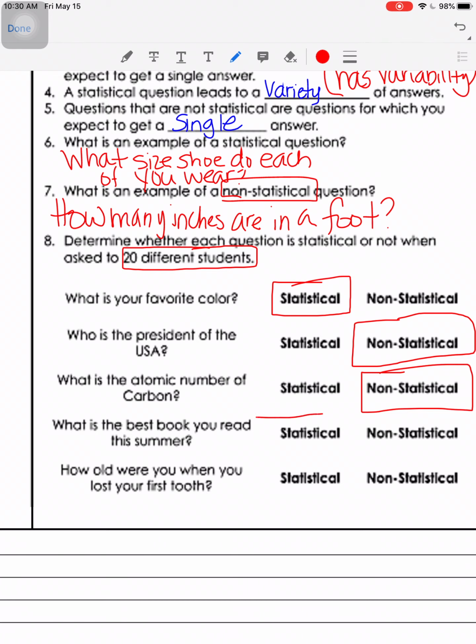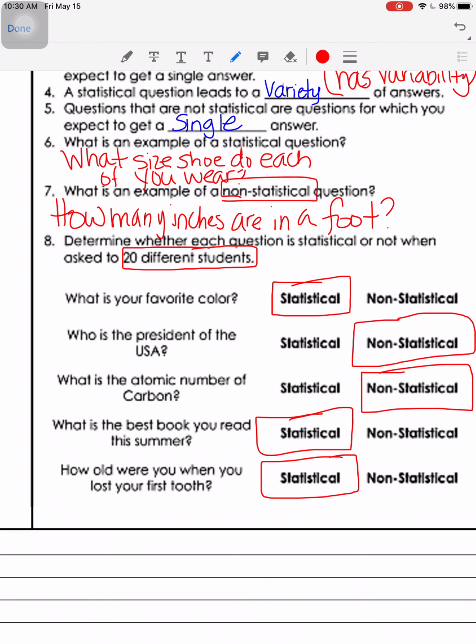What is the best book you read this summer? This question is statistical because if I ask 20 different people, they are not going to tell me the same exact book. A few people may say the same book, but 20 different people are not likely to say the same book. So this question is statistical because it has variability. How old were you when you lost your first tooth? This is a statistical question because if I ask 20 different people this same question, these 20 different people are likely to tell me a different response. So this question has variability, which means it is statistical.